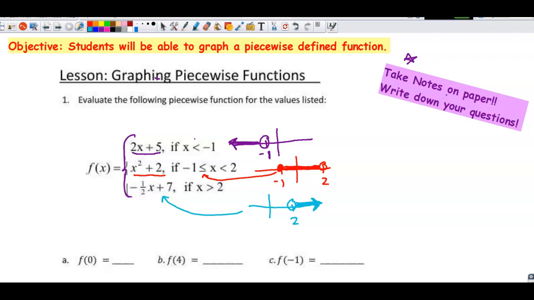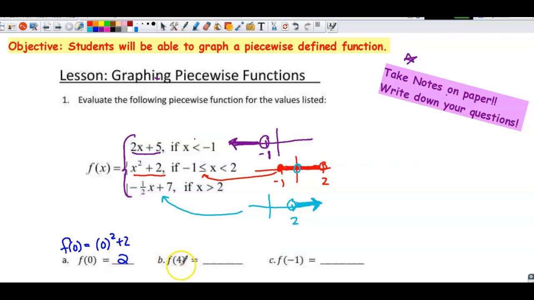But now right down here we just have three different values. F of 0. Well, which one is 0? When I'm looking at my picture, 0 is actually right here. So 0 is going to go into the red function. It's in between -1 and 2. So I'm just going to plug in 0, and f of 0 is going to go into 0 squared plus 2. So that's going to be the answer. It's going to be 2.